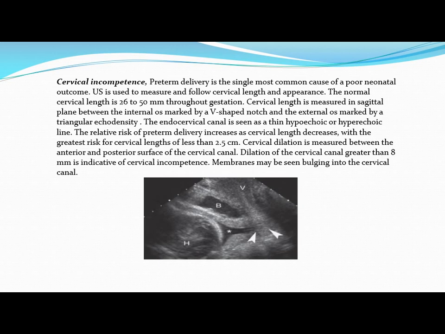Cervical dilatation is measured between the anterior and posterior surface of the cervical canal. Dilatation of the cervical canal greater than 8 mm is indicative of cervical incompetence. Membranes may be seen bulging into the cervical canal.